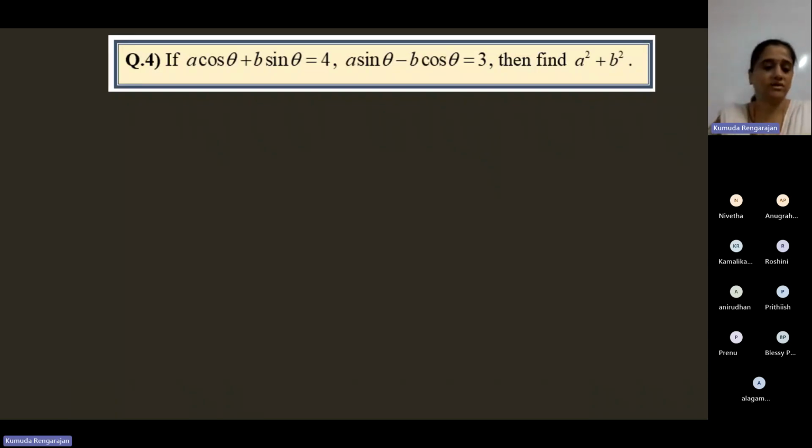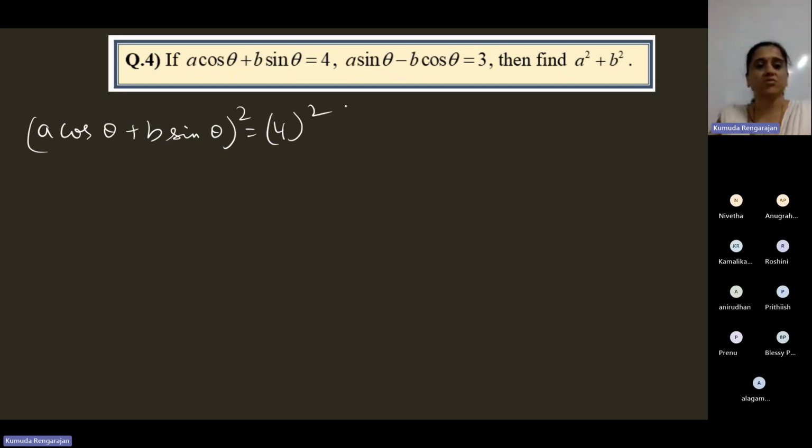That's one method. Now what I have here is, I square this one. We have A cos theta plus B sin theta is equal to 4, right? I square this on both the sides. Why square? Why not cube? Because identities have power 2. We have sine and cos here, so if it is sine square theta and cos square theta, we can use the identities.